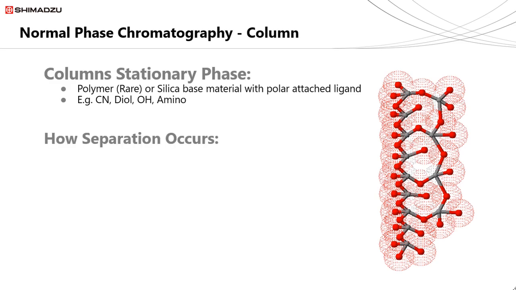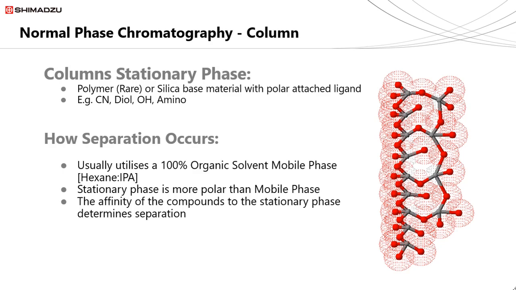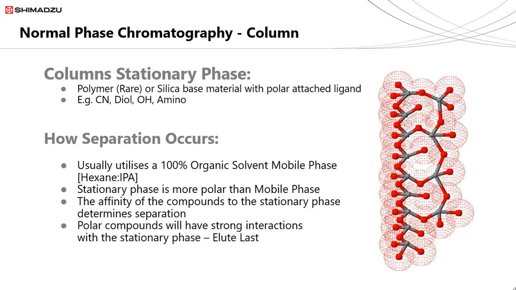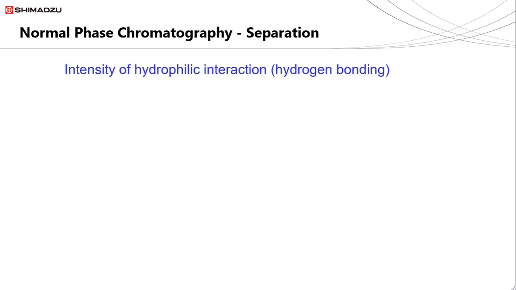The separation in normal phase uses mobile phase that is 100% solvent. Separation draws upon the difference in polarity, with the most polar being attracted towards the stationary phase. Less polar compounds have limited interactions with the stationary phase, thus eluting first. These hydrophilic interactions revolve around the silica stationary phase.